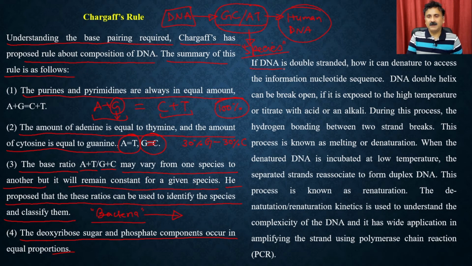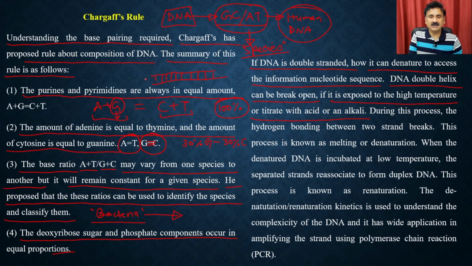If the DNA is double-stranded, how can it be denatured to access the information of the nucleotide sequence? The DNA double helix can be broken open, right? So do you know that the DNA is a double helix, right? So the question is how you can break this DNA so that you can extract this information. DNA can be broken open if it is exposed to high temperature or titrated with acid or alkali, right? So there are definite treatments which you can do actually.